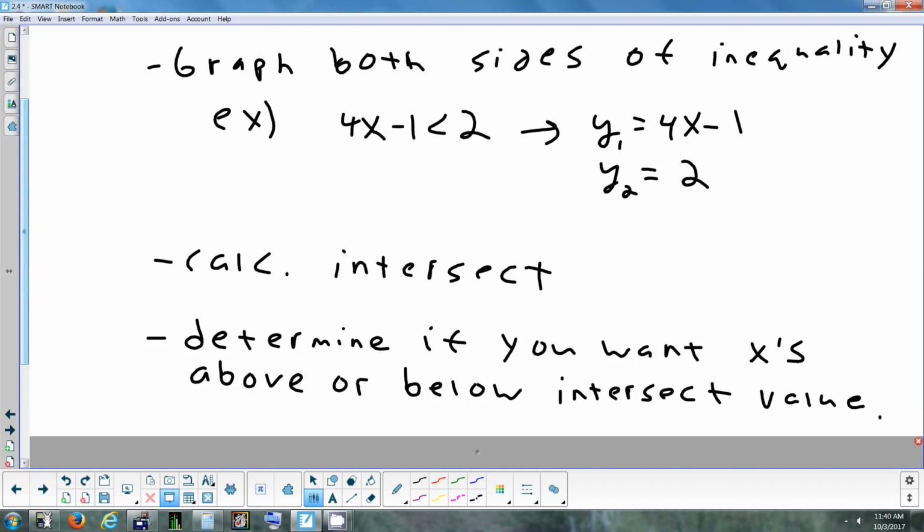And then just like before, once you find where they cross, you have to determine, do you want x's that are below that point? Is this like a less than 0 problem? Or do you want x's above that point? Is this a greater than 0 problem?